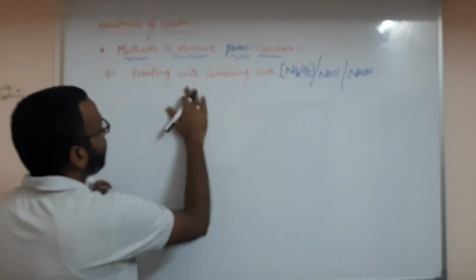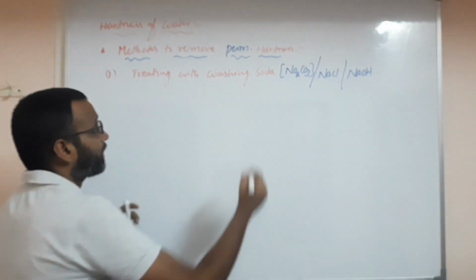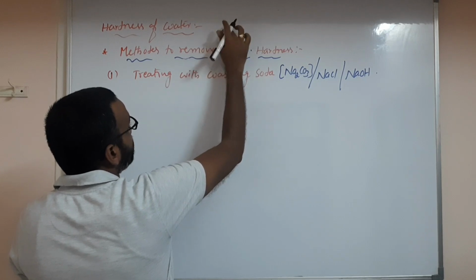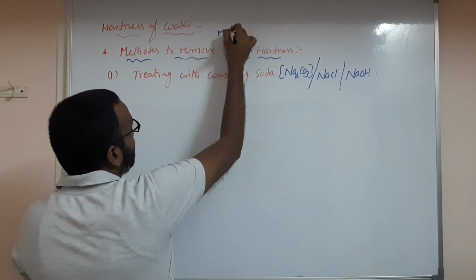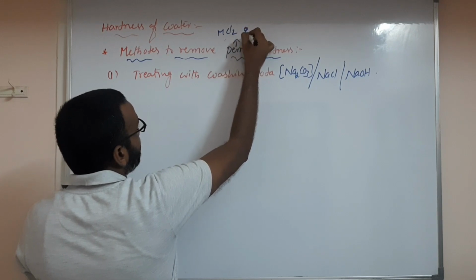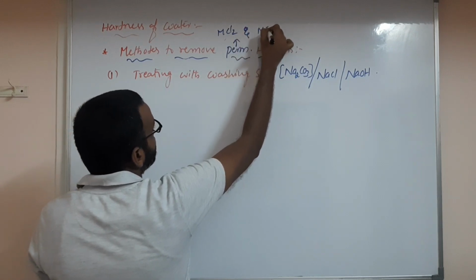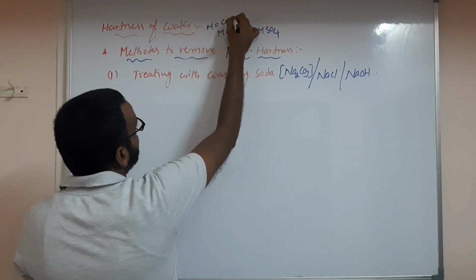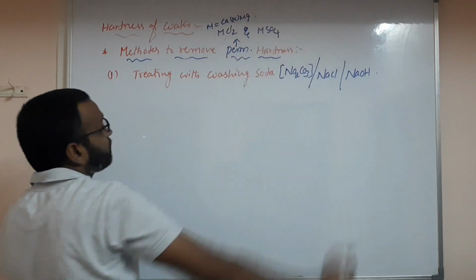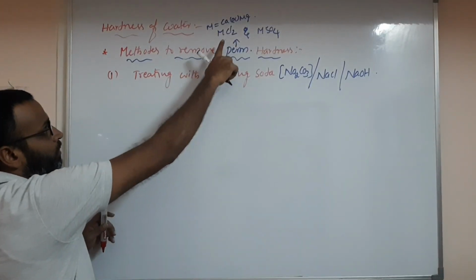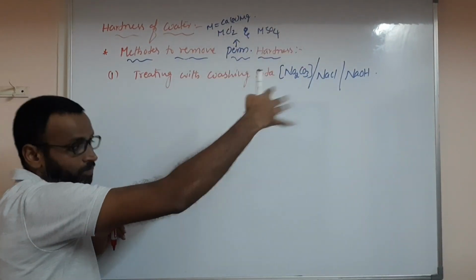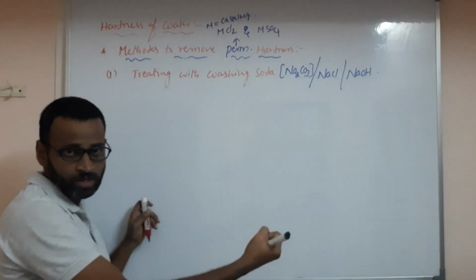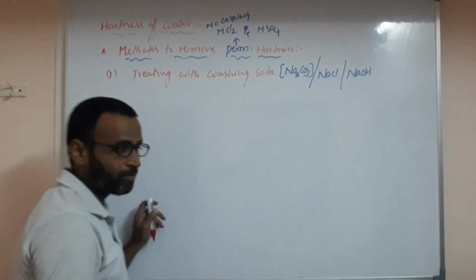So what causes permanent hardness? I told you already, permanent hardness is due to MCl2 or MSO4. What is M there? M is either calcium or magnesium. Now you have to remove this M from water, calcium, and if you deposit those particular salts, then that hardness can be removed.